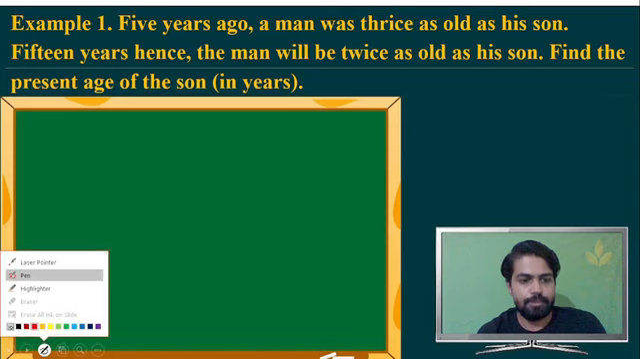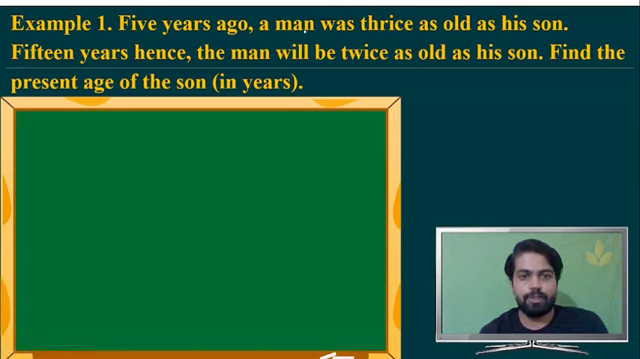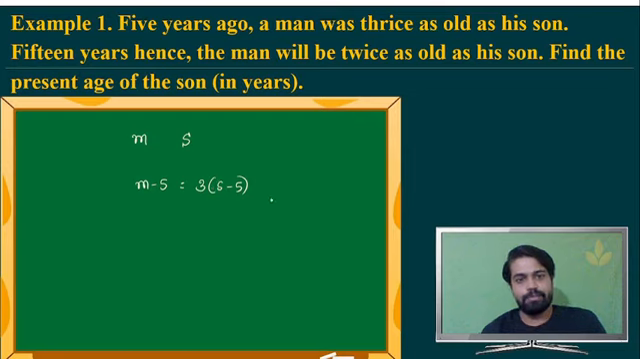First question, they are given 5 years ago a man was thrice as old as his son. So let us assume the man's age as m, son's age as s, its present age. So 5 years ago m minus 5 is equal to thrice as old as his son, so 3 times his son's age, again 5 years ago. It applies for both of them. 3 times s minus 5. Two unknowns, two equations are required.